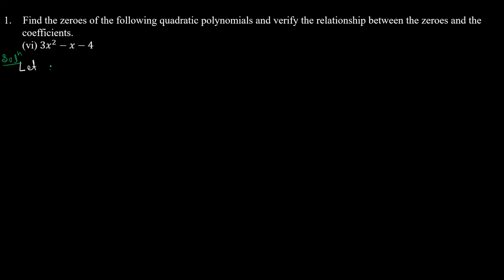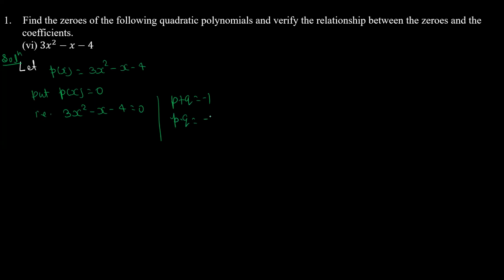So we are considering let p of x equal to 3x square minus x minus 4. So finally we are going to put p of x equal to 0. So what will have? 3x square minus x minus 4 equal to 0. So what is the value of p plus q? Is the minus 1. p into q is what? Minus 12.